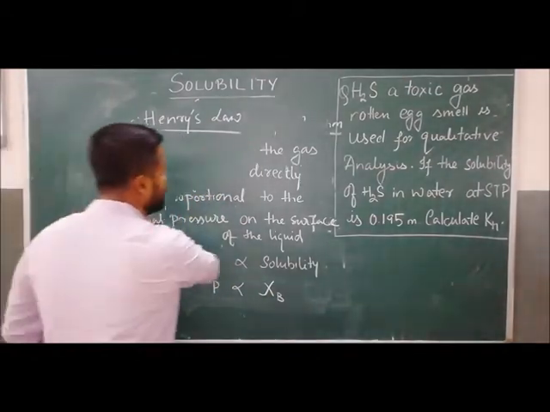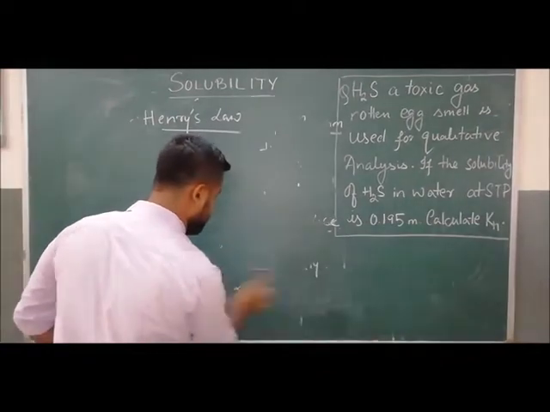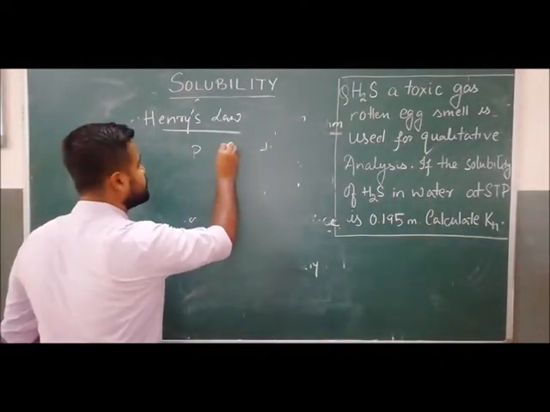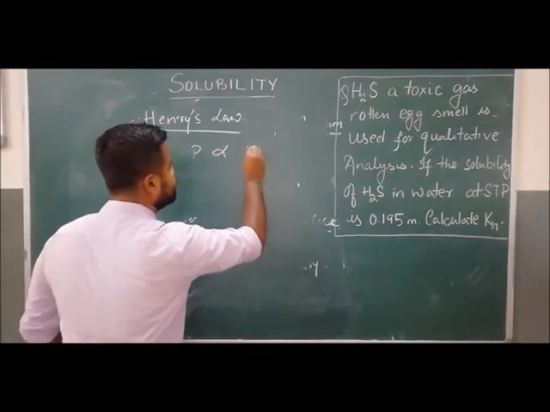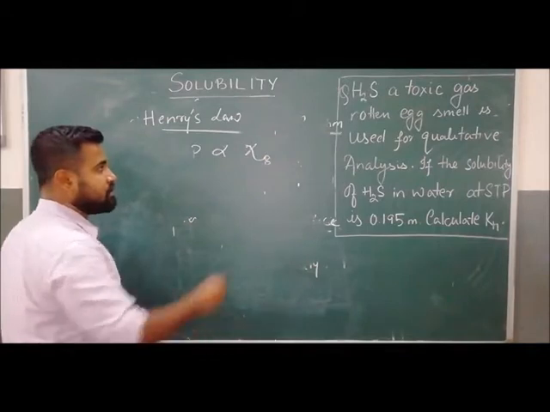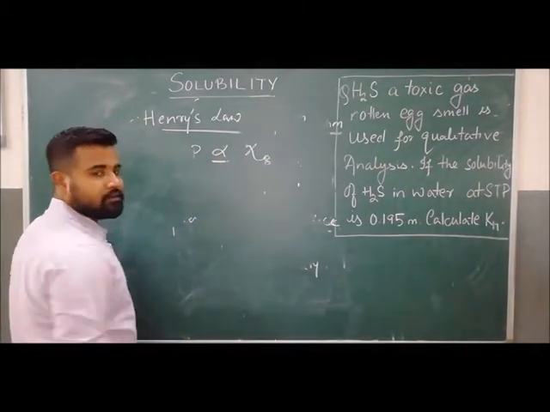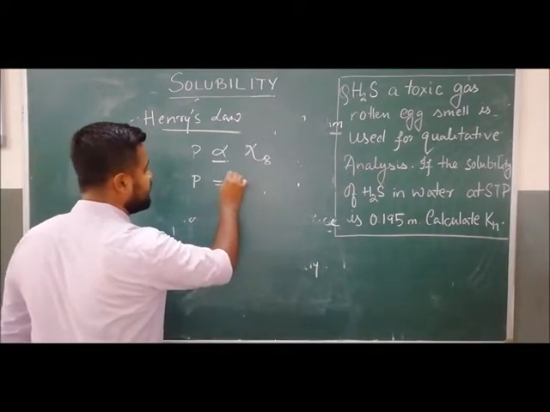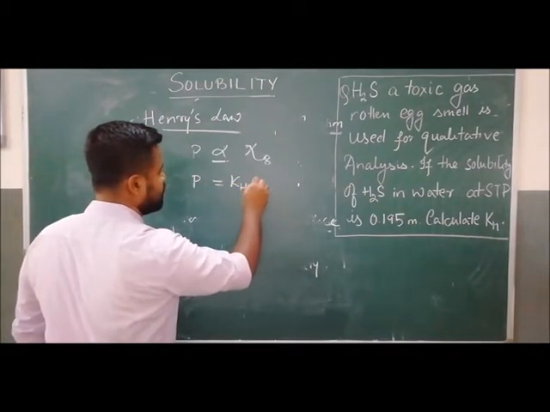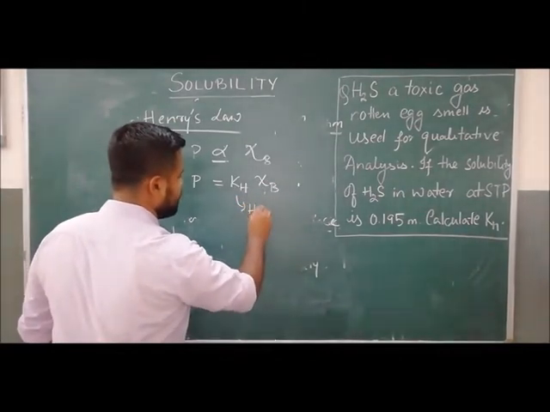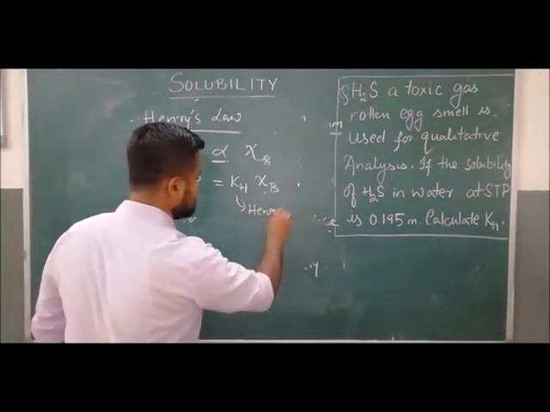So according to Henry's law, the partial pressure is directly proportional to the mole fraction of the gas. Now you see this proportionality sign is removed by KH, and this is called Henry's constant.